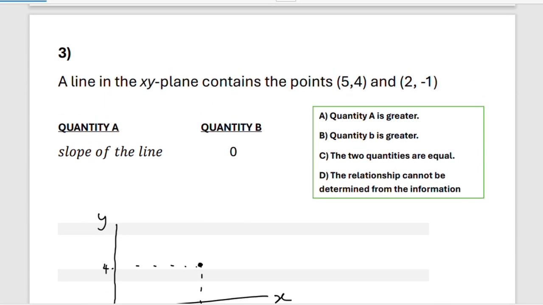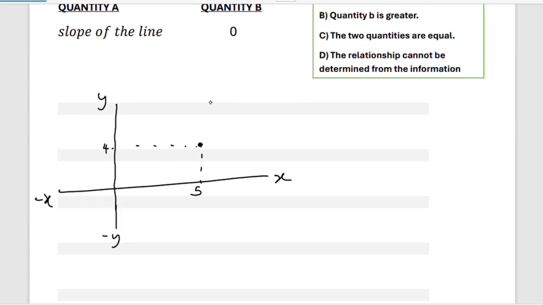The next point is 2, negative 1. So this is 2. This is negative 1. That means they meet at this point. So we're going to join these two. And from this alone, we can tell that this is a positive slope. How do I know? One way to recognize a positive slope is if the upper part of the line is tending towards the right. This is your right and this is your left. So if the upper part of this line is tending towards the right, it is positive.